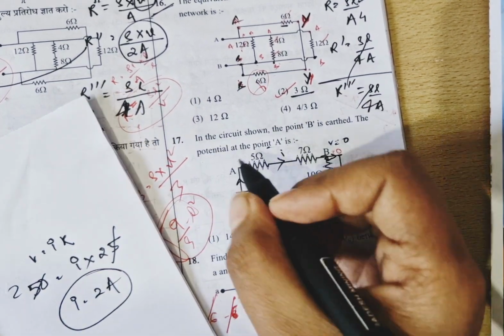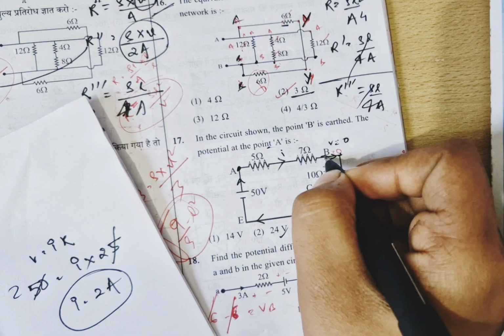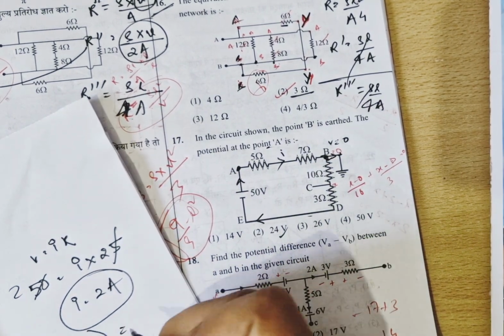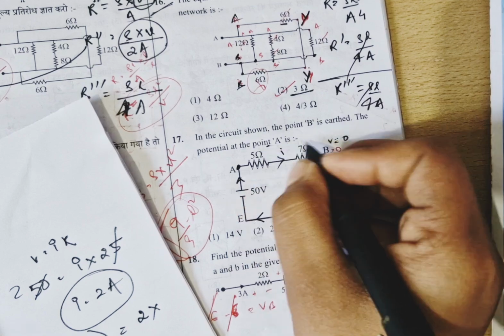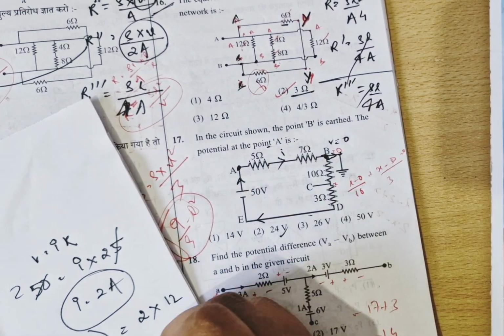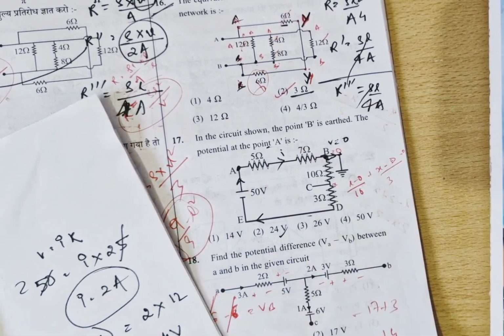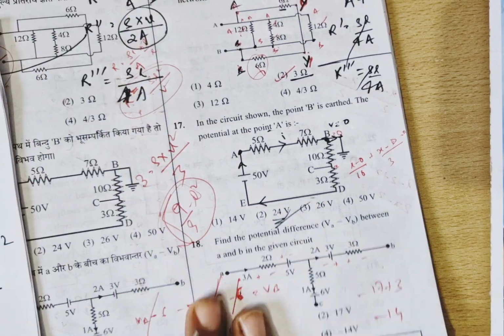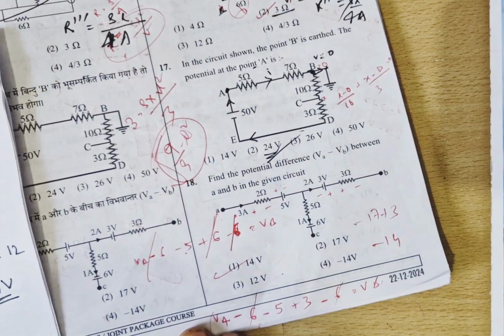Now if we equate here, VA minus VB, which is the potential difference, is equal to I, that is 2, into the resistance, 7 plus 5 is 12. So it comes out to be 24 volt. Okay, now moving to the next question, which is question number 18.